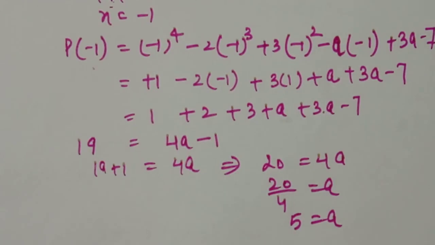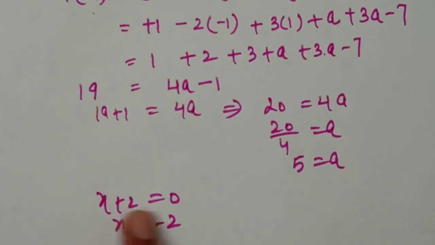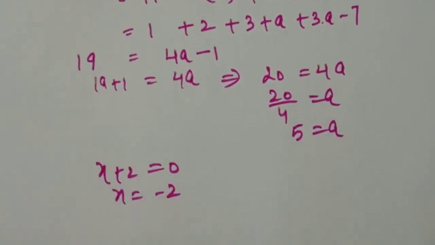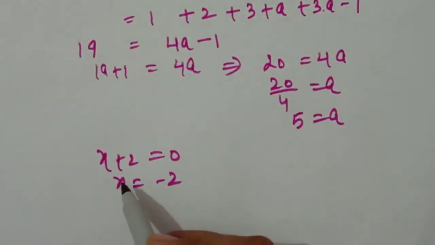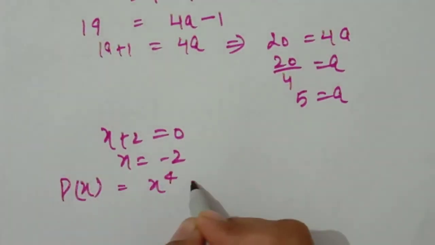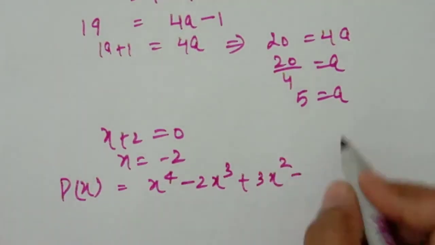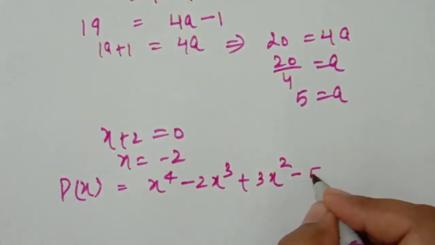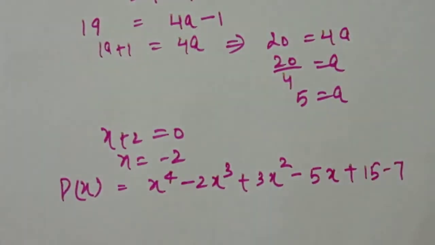Now the second part of the question is we have to divide it by x plus 2. So definitely, first of all, we have to find the value of the variable: x plus 2 is equal to 0, x is equal to minus 2. Now we will put the value of a in the given polynomial. It is x to the power 4 minus 2x cube plus 3x squared minus 5x, since a is 5, 5 times 3 is 15, minus 7.